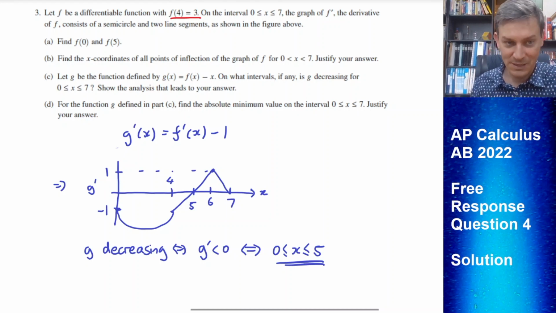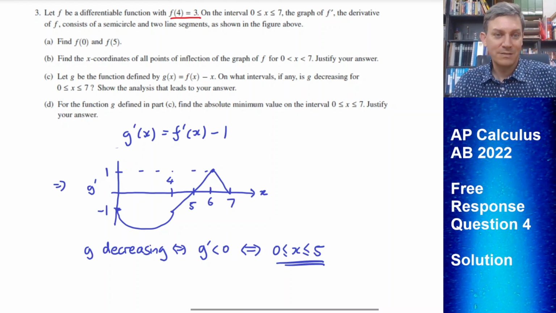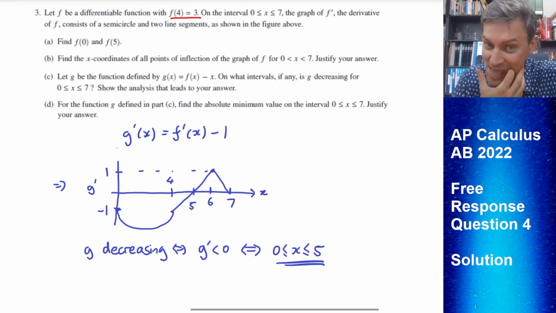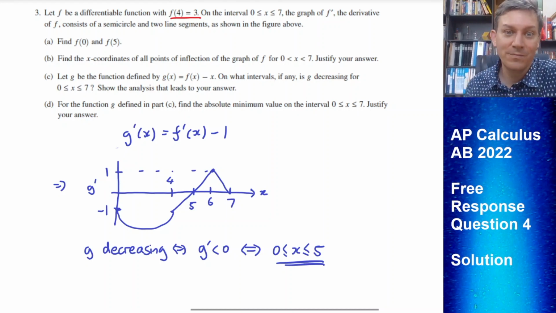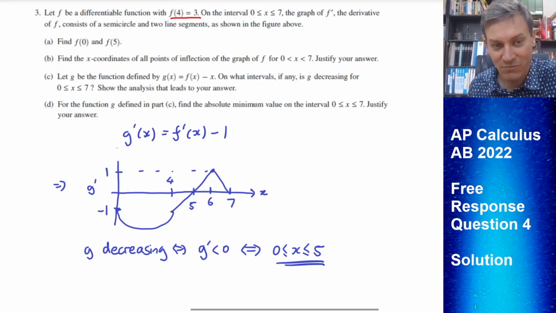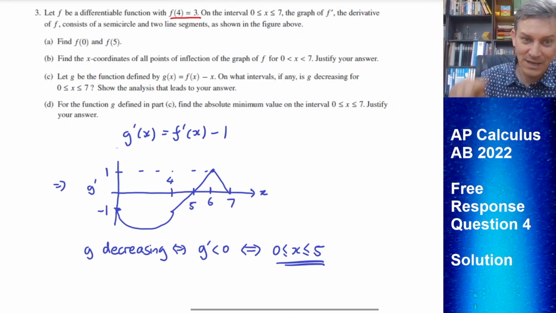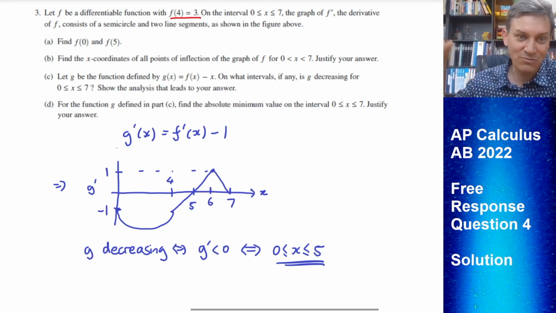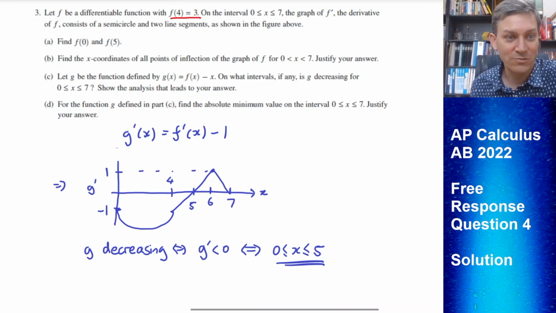And then finally part D: for the function g defined in part C, find the absolute minimum value of g on the interval between 0 and 7. Just give your answer. Okay, so we've worked out that g is decreasing between 0 and 5, so the value of g is getting less and less. Then, because the gradient is positive between 5 and 7, g starts to increase again. So the minimum value must be at x equals 5, right?